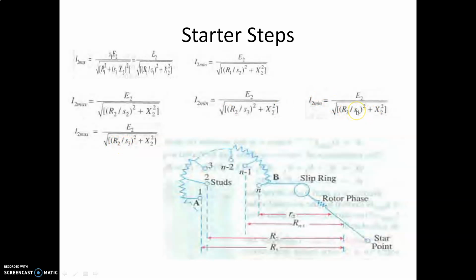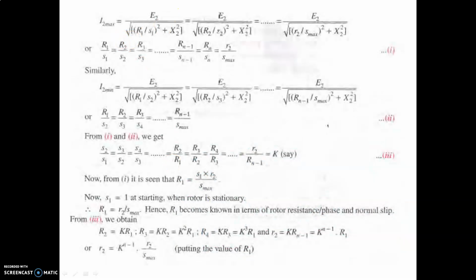Like that, you can write any number of sets of equations for maximum current and minimum current in a particular starter step duration, between the initial position and final position of the particular starter step positions. Then we are consolidating the equations for maximum current and minimum current.